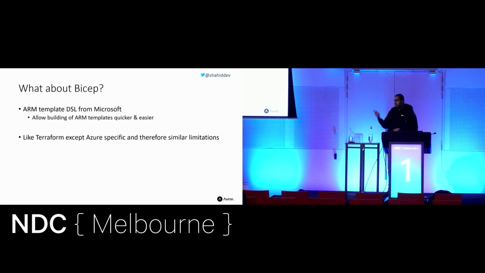And I said I was going to come back to bicep. So for those who aren't familiar with bicep, bicep is a domain-specific language from Microsoft for essentially generating Azure resources. It's a replacement for ARM templates. It's a massive improvement over ARM, but it still has a lot of the limitations that ARM has in terms of its scoped to only Azure resources, for example.